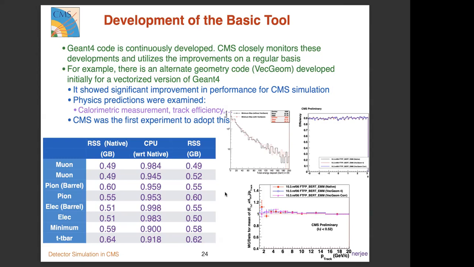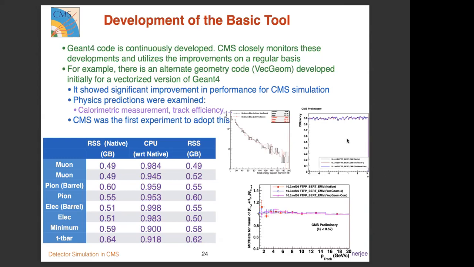So we did several things. We tried to see that we can utilize VecGeom with CMSSW. That was the first step, the integration of the code. Then we looked at the physics predictions, which were examined. And here are a few comparisons.